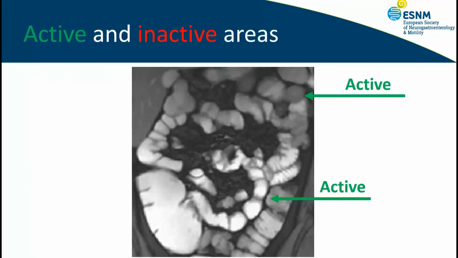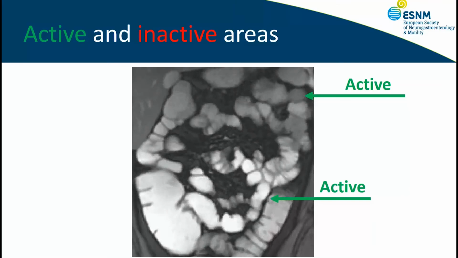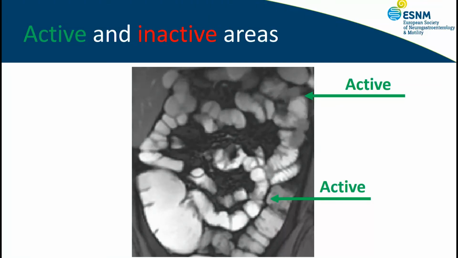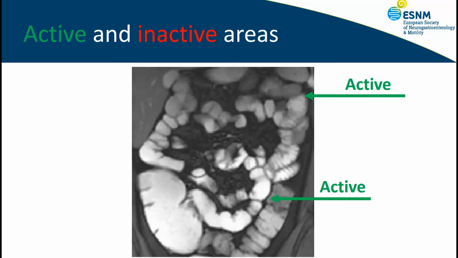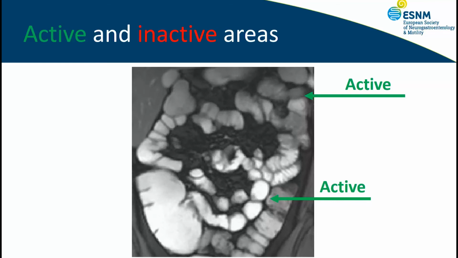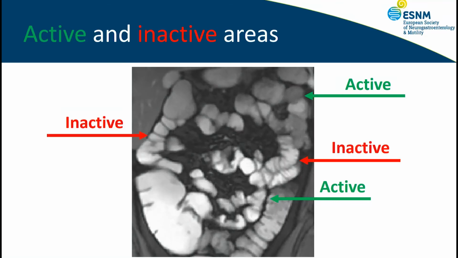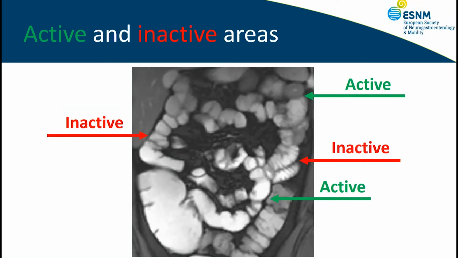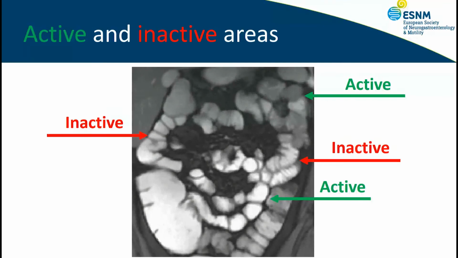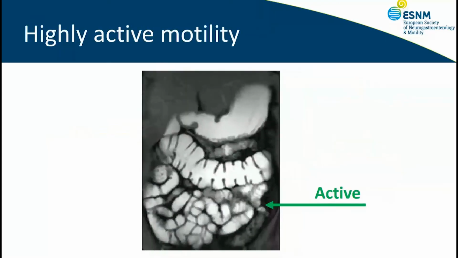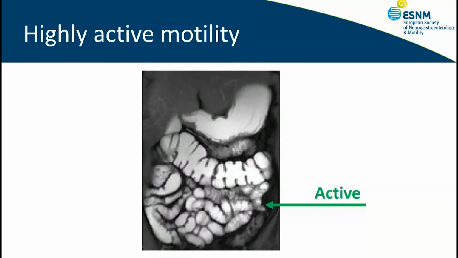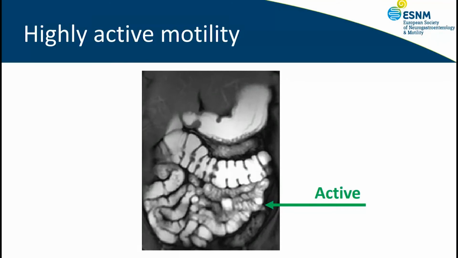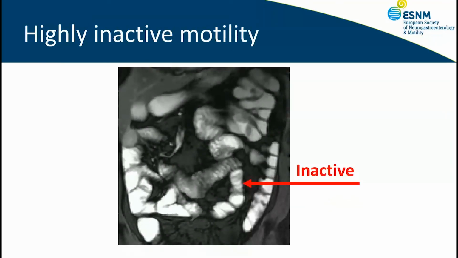So I'm going to show a few examples of cine MRI images. This is a good example of spatial variation in motility. As you can see, there are two areas of active motility, but there are also some areas of inactive motility. So spatial variation is very high in this example. It's also more consistent motility. This is a more homogeneous example, which is just highly active as the small bowel is moving throughout. And there's also inactive, where there's no movement at all.